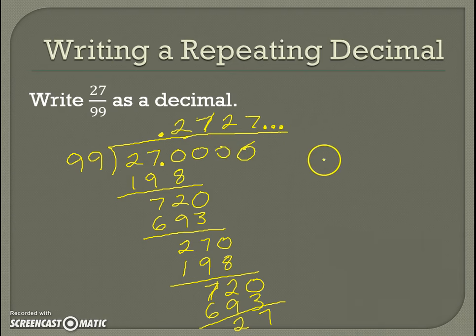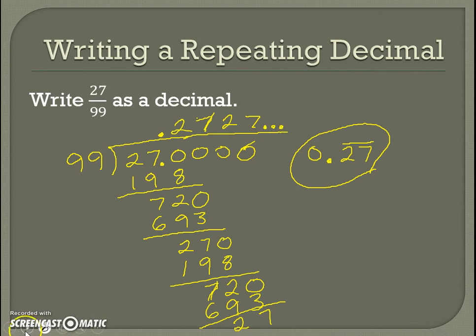So the way that we write that in math is we would do 0.27 with a line over the values that are repeating. So right here, we'll put a 0 in front of it, just to be technically correct. Right there, that is how you write this number, 27 over 99, as a decimal.